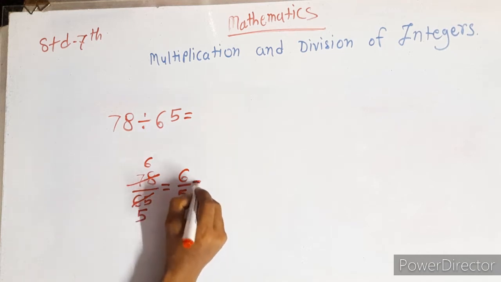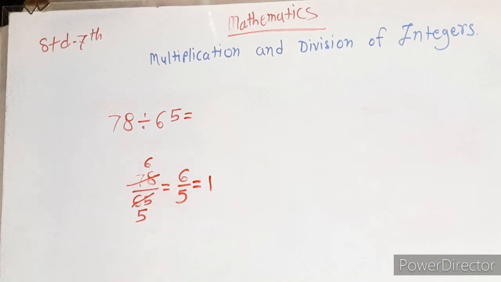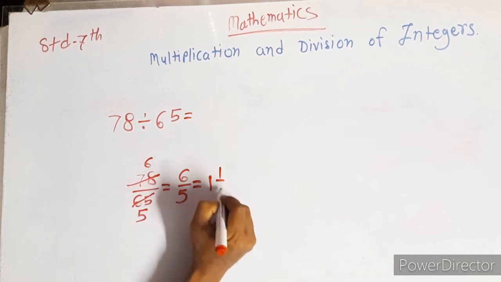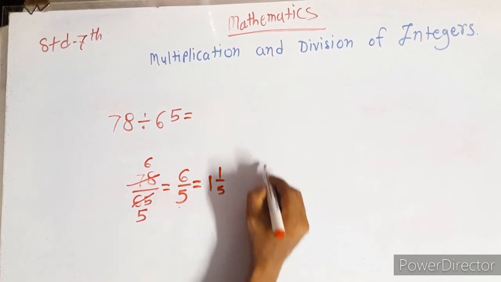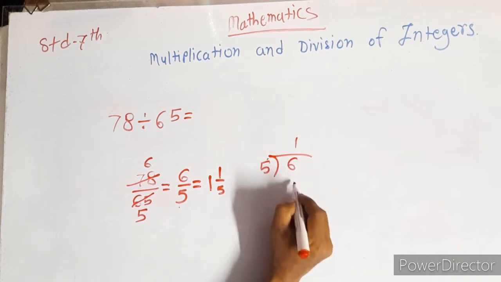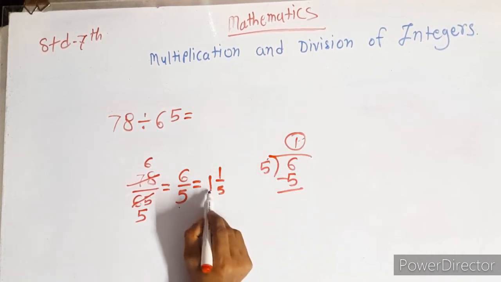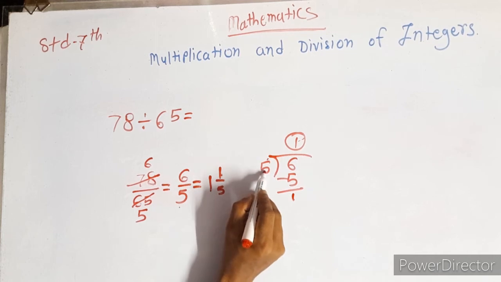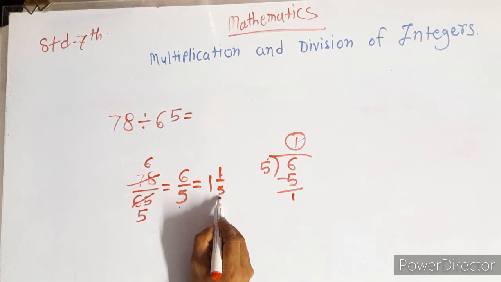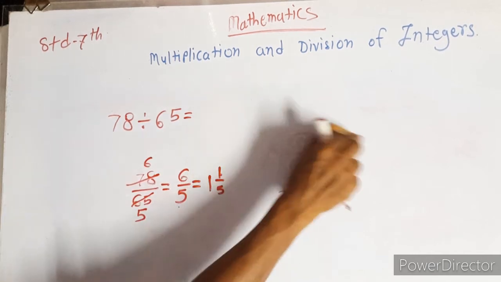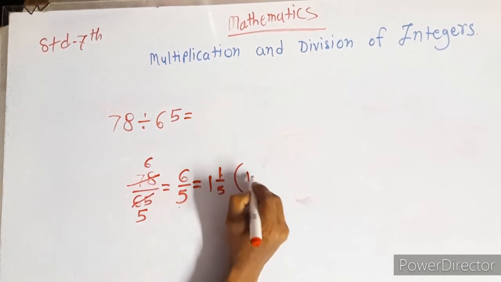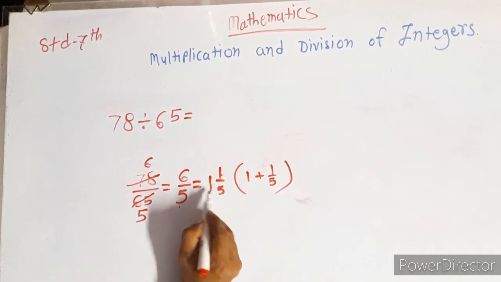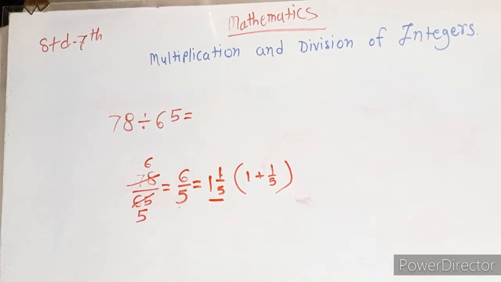Now again, 5 ones are 5, 6 minus 5, 1 remaining. In this division, look, 5 ones are 5. So 1 is written here, 1 remaining in the numerator, and the divisor always at the place of the denominator. So many people say 1 complete 1 upon 5, 1 plus 1 upon 5. 1 complete 1 upon 5 is the reading. Do you understand?